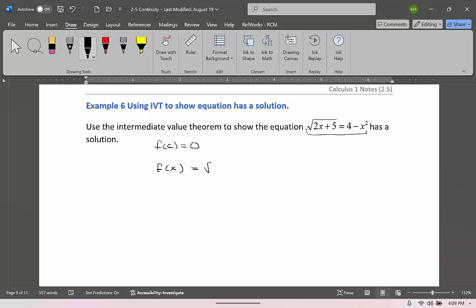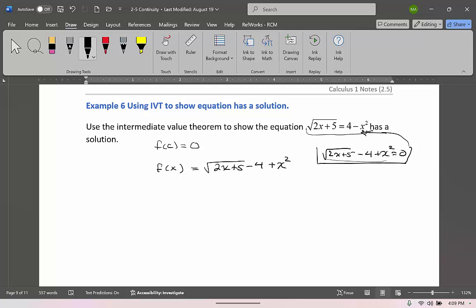So I'm going to call this the square root of 2x plus 5 minus 4 plus x squared. Okay, because I'm looking for where the square root of 2x plus 5 minus 4 plus x squared is equal to 0. So that's what it means for this equation to have a solution, right? And so basically I'm going to call f of x the left-hand side of this thing, and I'm going to look at a couple values.